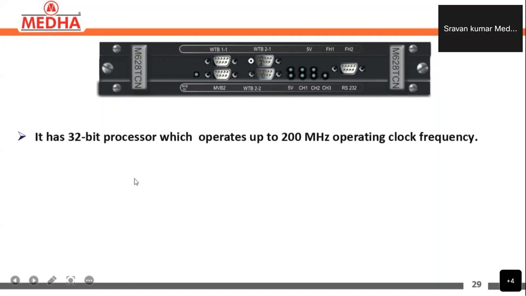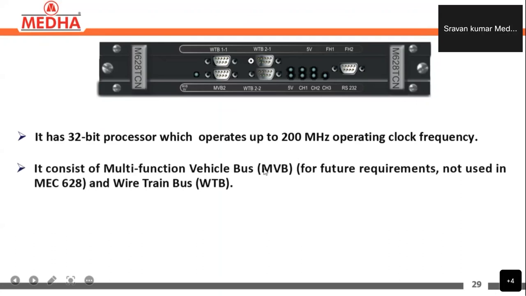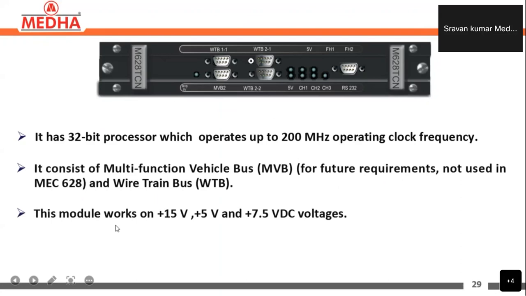It has a 32-bit processor which operates up to a 200 MHz clock frequency, and it consists of the multifunction vehicle bus, that is MVB, the port we can see here. This MVB port is for the future requirement. Up to now we are not using the MVB port, and we are using the wire train bus, WTB. Here we can see the WTB. This module works on voltages such as plus 15 volts, plus 5 volts, and plus 7.5 volts DC. So these are the working voltages of the TCN card.